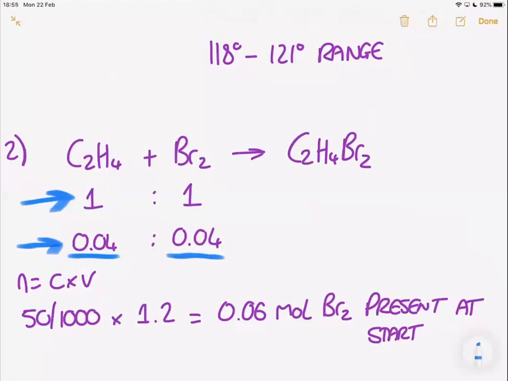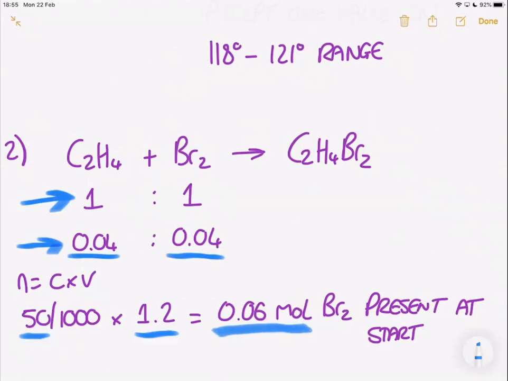You might have started with the next bit, which is that you're also given the concentration and volume of some bromine water. So it was 1.2 moles per decimetre cubed in concentration and 50 centimetres cubed in volume. And so you can calculate the number of moles of bromine which are present at the beginning of the chemical reaction, which is actually 0.06.